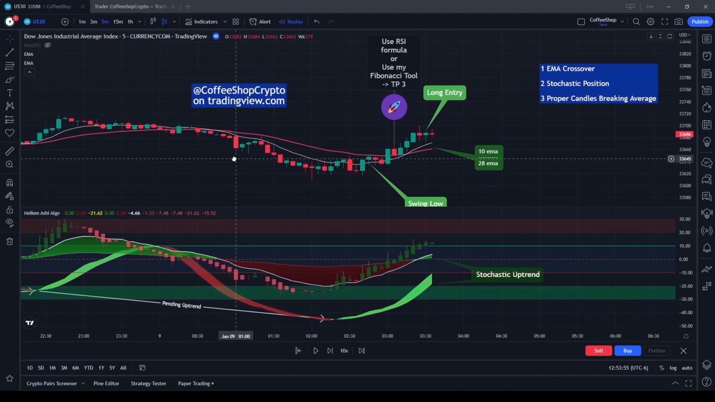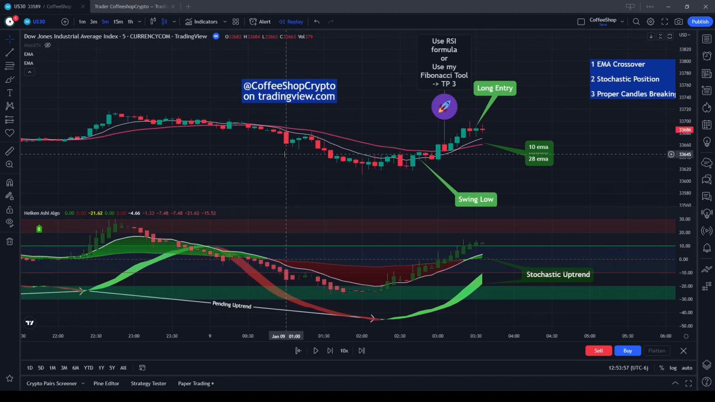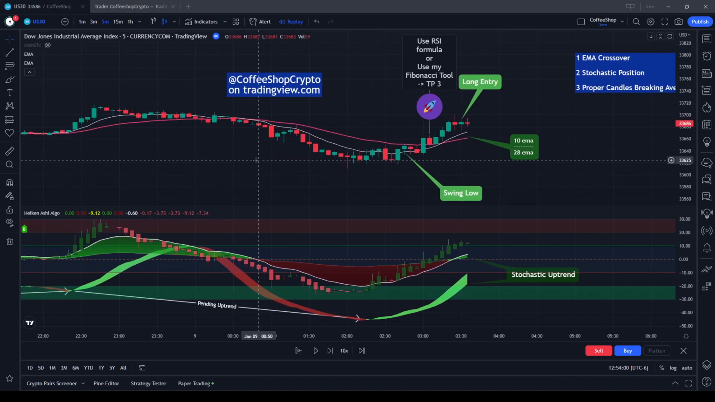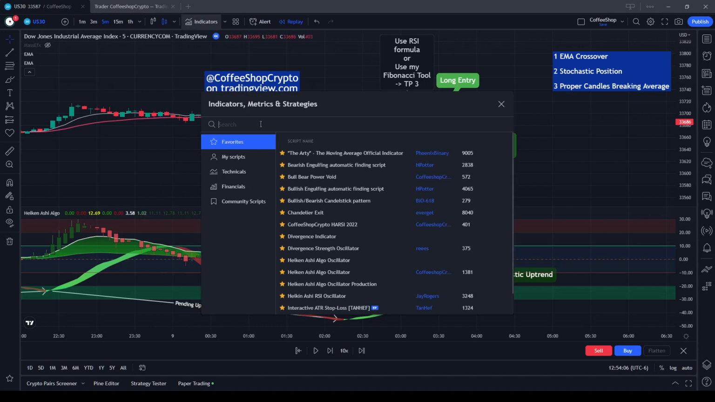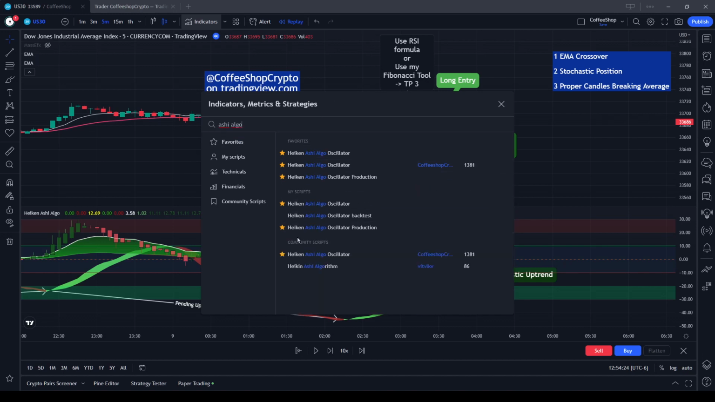Anyway, now let's talk about the indicators that you need and how to set them up. First thing, go to your indicators tab. You need the Heiken Ashi Algo. I just updated it, and if you're following me on TradingView, you will get updates on it automatically; you won't have to wait for them on YouTube. So Heiken Ashi Algo Oscillator is what you're searching for. If you don't want to type all that out, just put Ashi Algo. It's the Heiken Ashi Algo Oscillator by Coffee Shop Crypto.